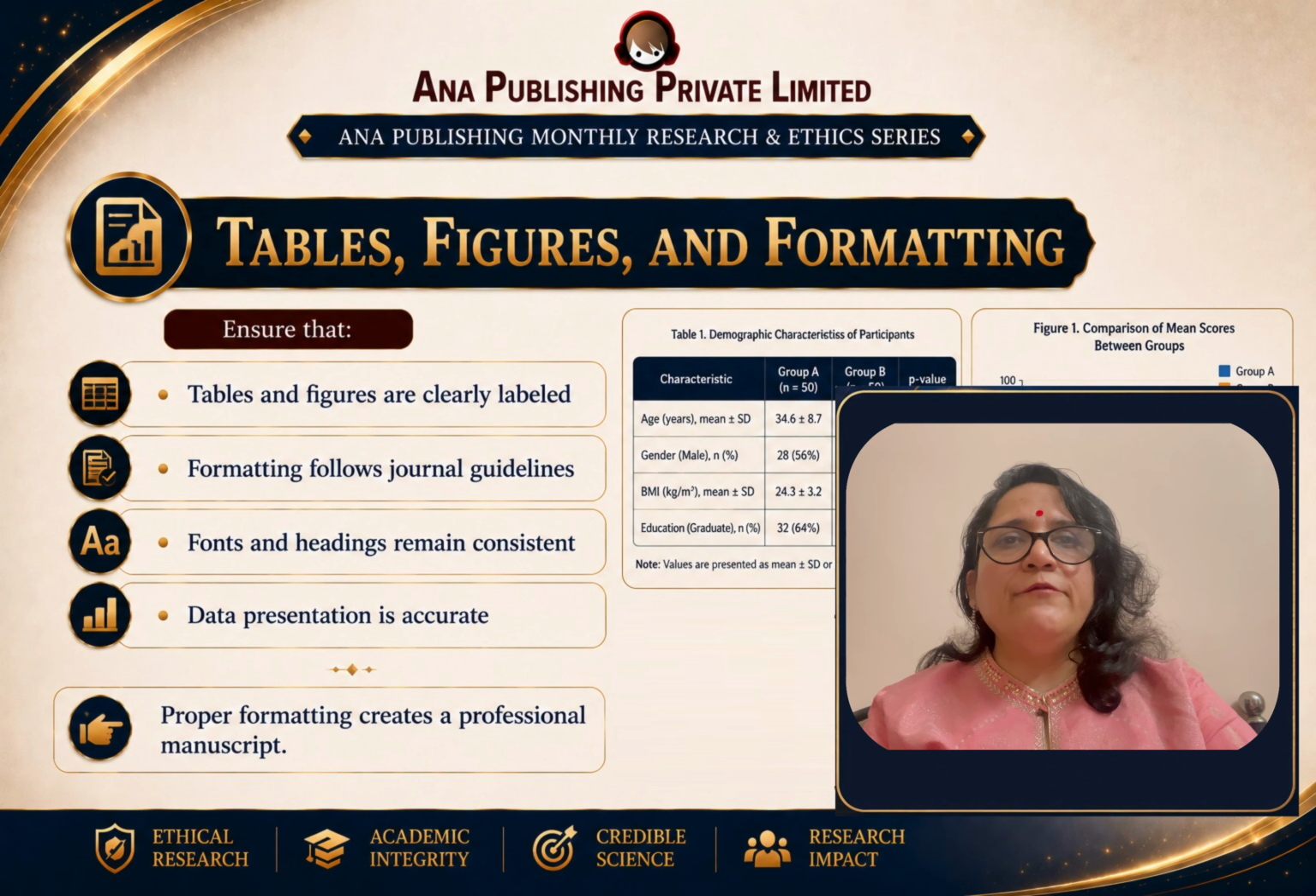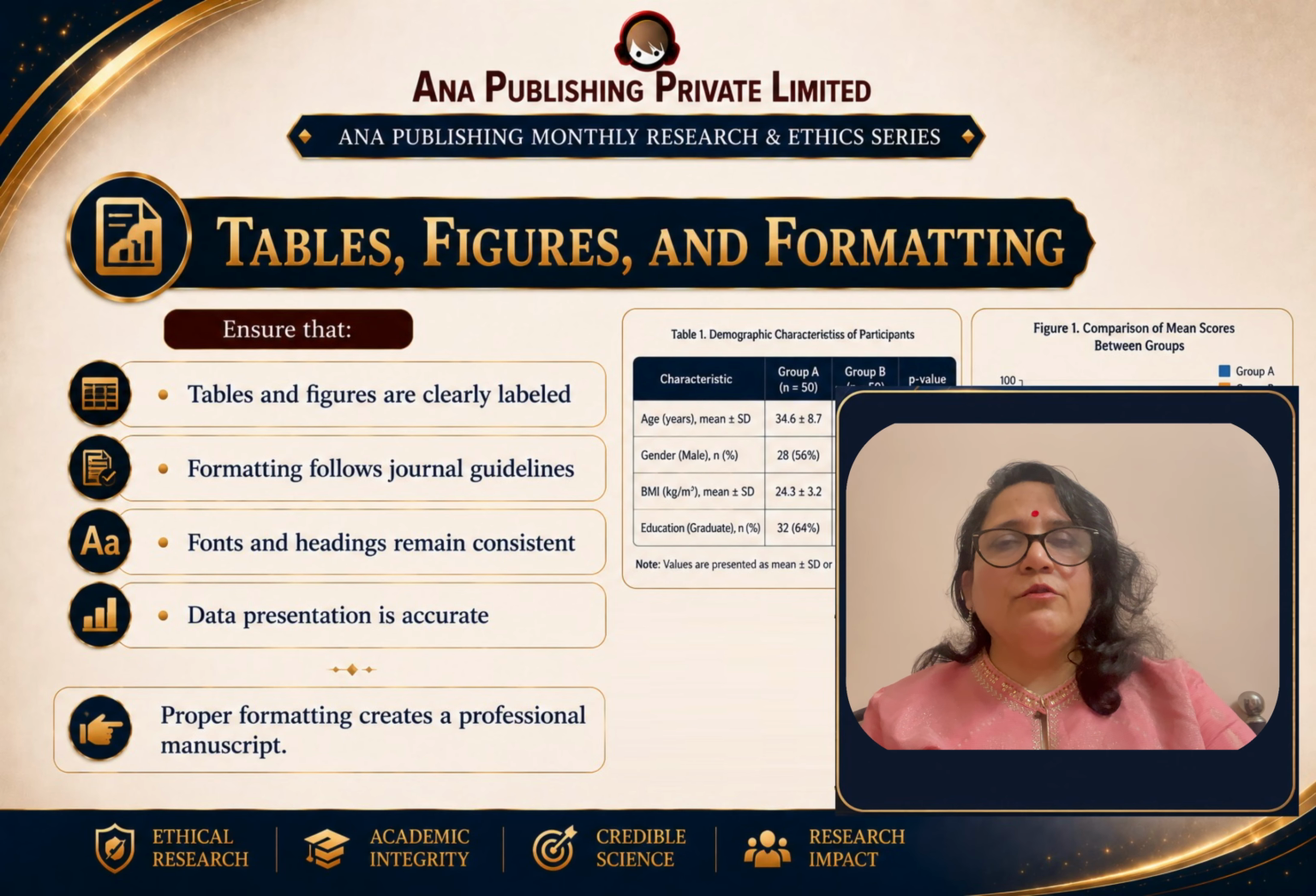Tables, figures, and formatting play a major role in the presentation quality of a manuscript. Visual elements such as charts, graphs, and tables help readers understand complex information more effectively. However, these elements should always be clear, accurate, properly labeled, and directly relevant to the study.